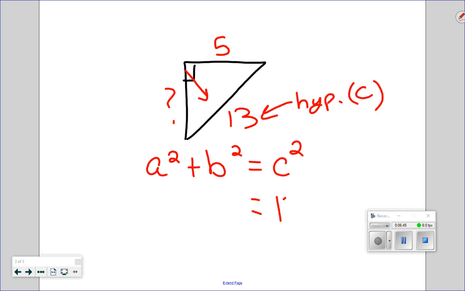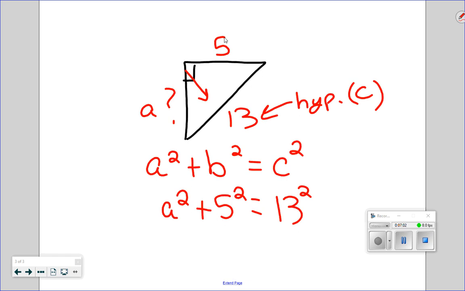So in my equation, I'll replace the c with a 13, 13 squared. Now 5 is a or b. It doesn't matter which one you call it. So I'll call it b. I'll plug it in for b. And a is unknown, so this side that we need to find is a.